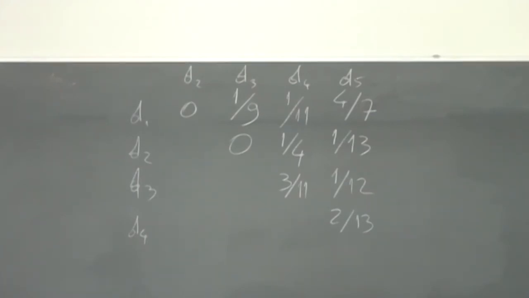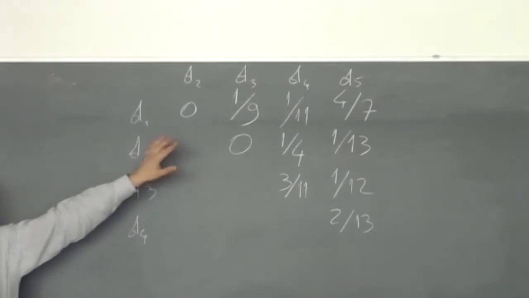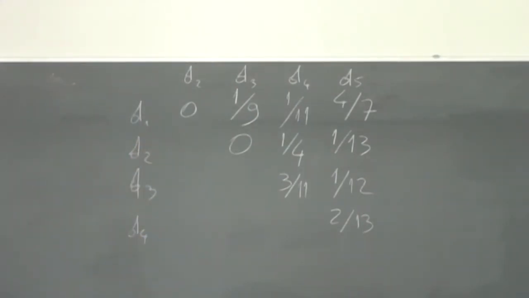Okay, so assume that these are the correct numbers. Now we want to run our agglomerative clustering procedure.